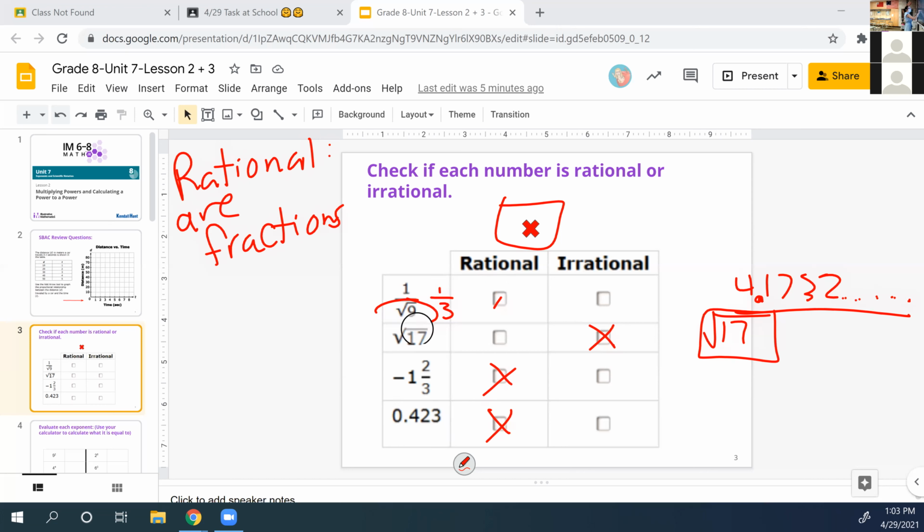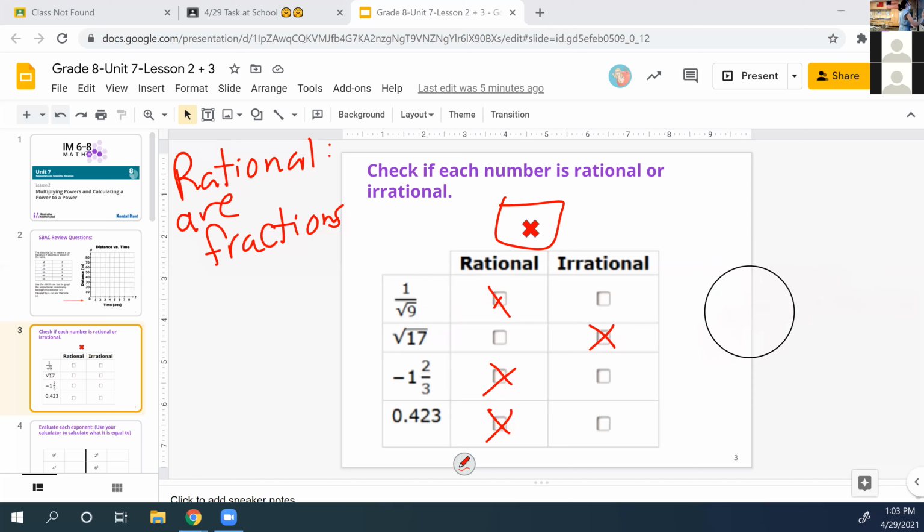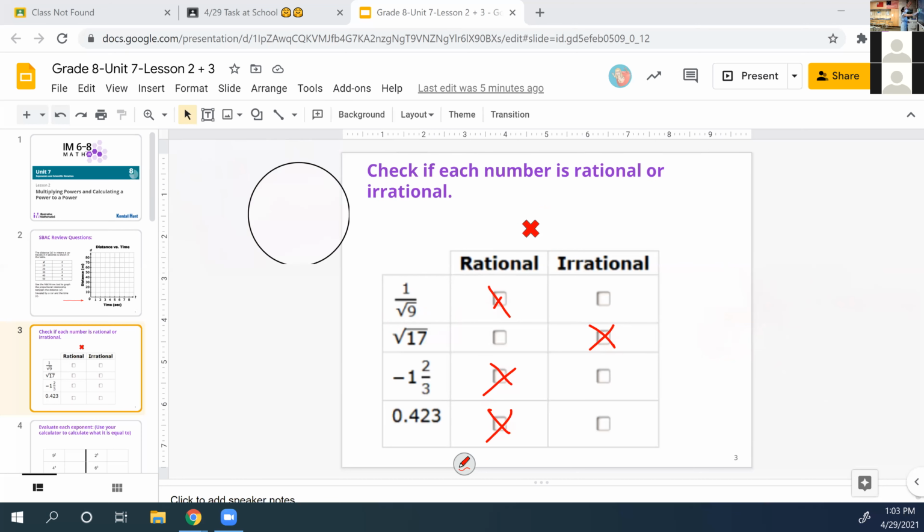Awesome job. Okay, so we have a rational number, an irrational, and then two rationals. Very nice job. Those rational rules are going to be super important. You might have one or two questions that look like that on that SBAC little assessment. Awesome, awesome.